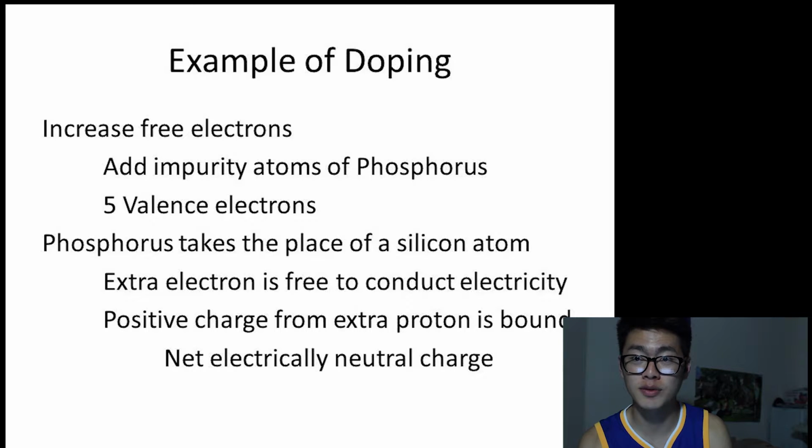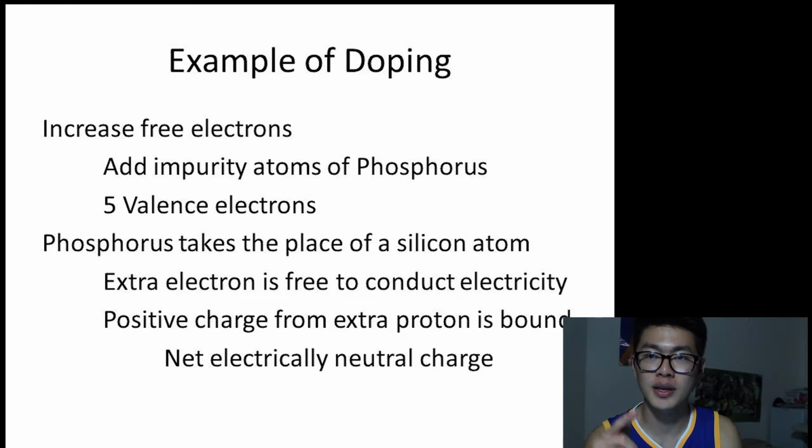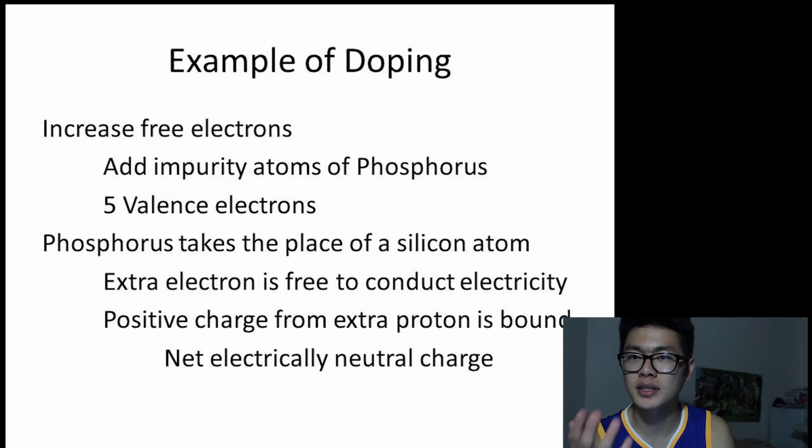Isn't there a positive proton in the atom? Yeah, but it's bound, so it doesn't move as well. So then the electron moves, and then we would have the positive charge still in the nucleus. So then the net charge is neutral still. However, there are free electrons now in the silicon lattice structure.